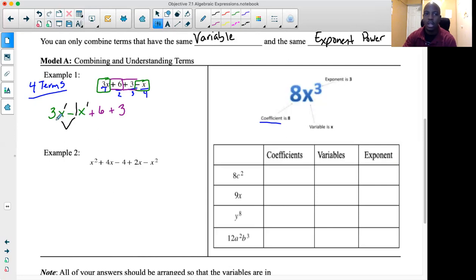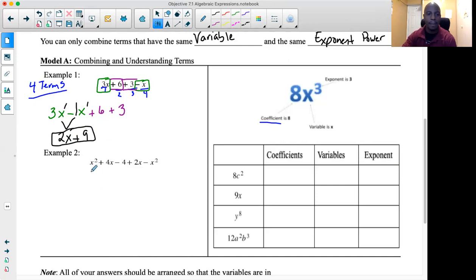You can combine them. So what's 3 minus 1? 3 minus 1 is 2. Keep the variable, 2x. 6 plus 3, you can combine those to simply get 9. So my simplified expression is 2x plus 9. That is my answer here. I can do nothing else. I cannot combine 2x and 9 because they don't have the same variable or the same exponent.